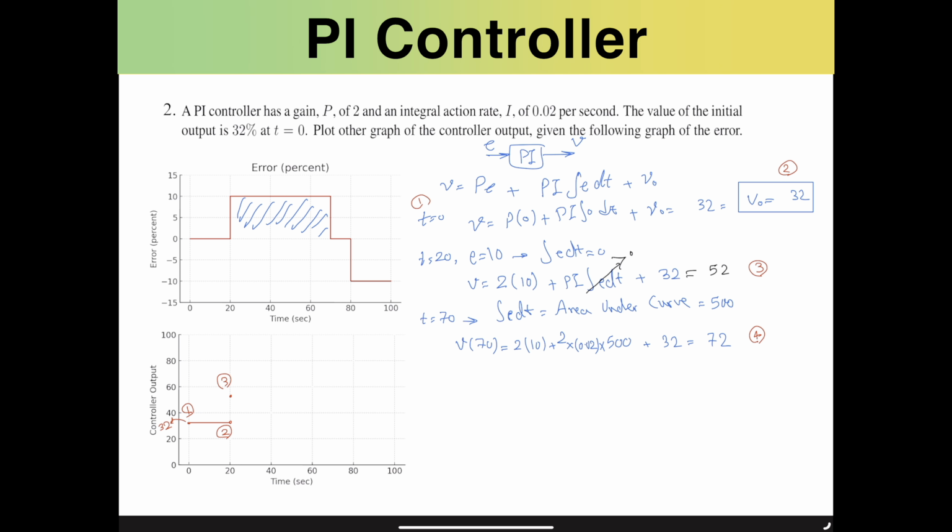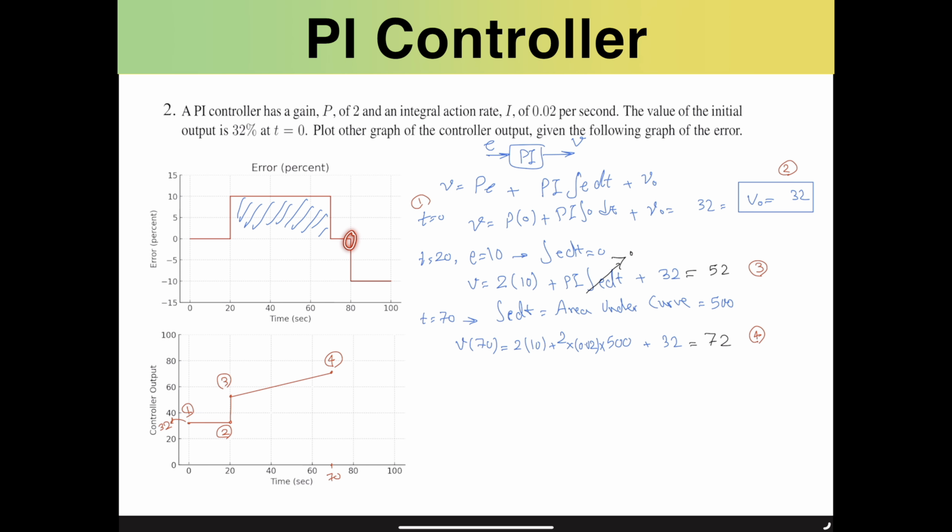We were at a point of 52, and now we are, okay, let me put it in black to be consistent. So we are at the point of 72. Now at t equals 70, which is here, we are at this point roughly. So this is point 4, and we can connect these dots together to make a line. And also we had a jump over there. So now we are at a location of t equals 70.